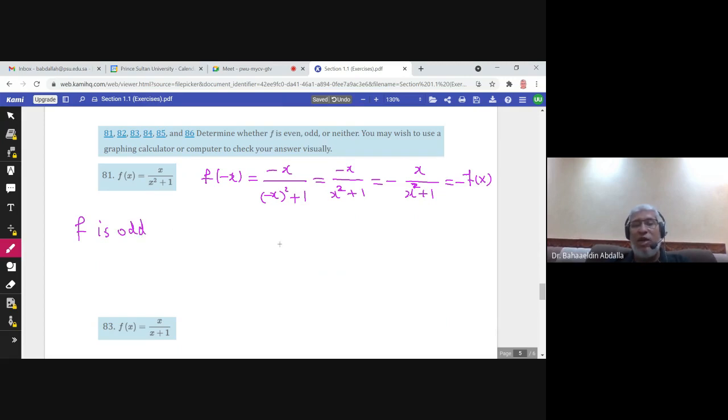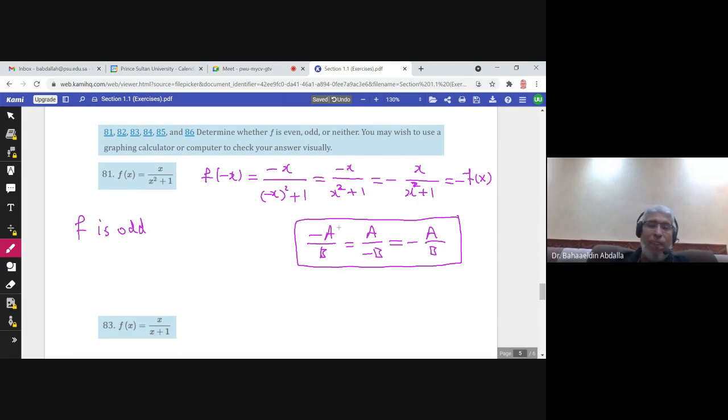And if you sketch the graph, you will find that the graph is symmetric about the origin. Remember, negative a over b, you can write it a over negative b, or you can take the negative outside. So remember this important way to deal with the minus when it's multiplied by a fraction.